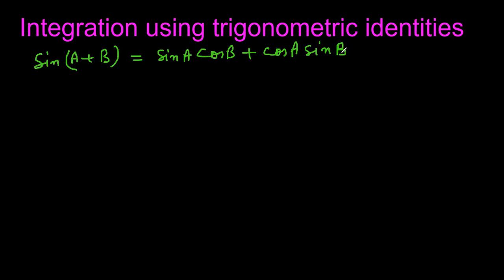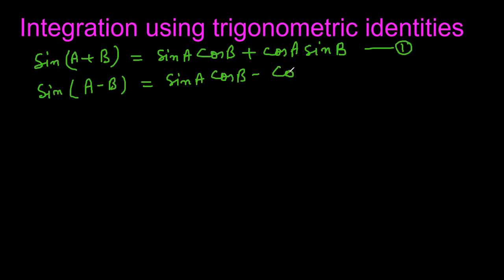This is the formula for sine A plus B. You can say formula number 1. From there, we can get formula number 2 when we replace this plus sign by minus. So it's very much logical, like A minus B, then the sign in the right hand side should also change: sine A cos B minus cos A sine B.